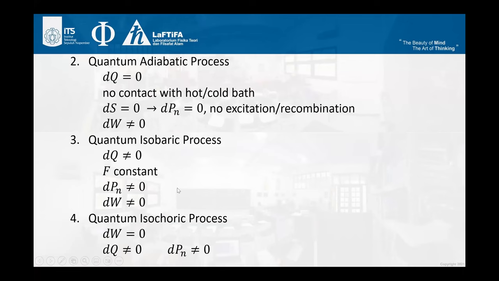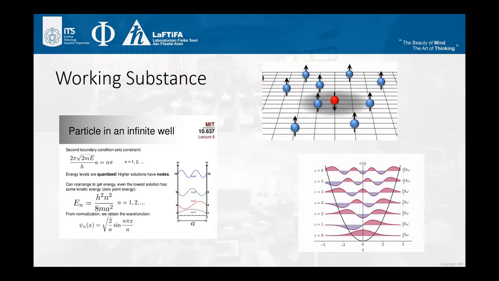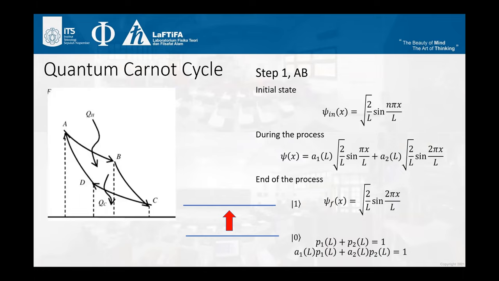The very important thing in a quantum heat engine is the working substance. We can use a particle trapped in an infinite well as the working substance. We can also use a spin system or a harmonic oscillator as the working substance. First I will discuss the quantum heat engine in the work by Bender. I forgot to mention that I will use the Carnot cycle.